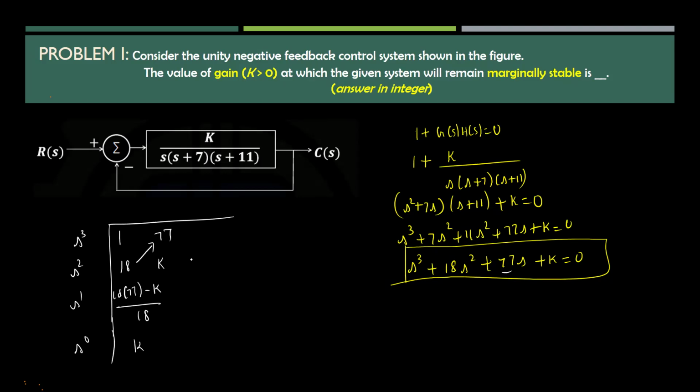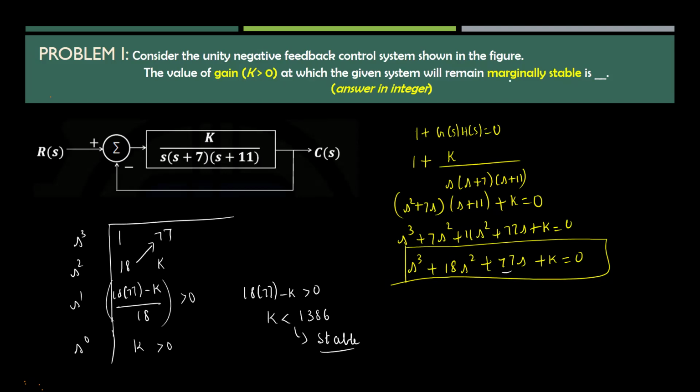So for a stable system, the first column of the Routh array should be positive. From that, k should be greater than 0 and this term should be greater than 0. Simplifying that, 18 into 77 minus k should be greater than 0. That means k less than 18 into 77, which is 1386, for the system to be stable.